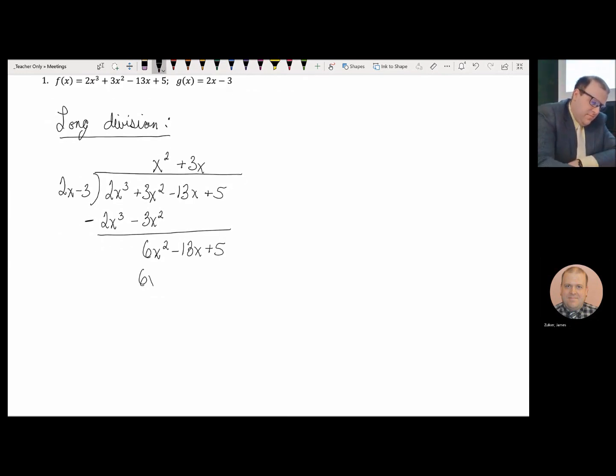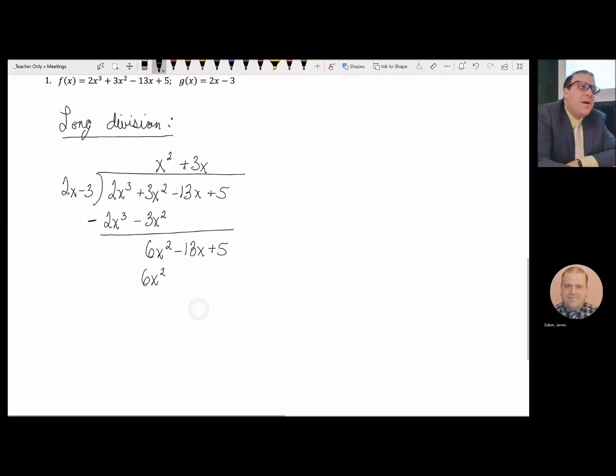Now, why was it plus 3x and not minus? Because it was 2x times positive 3x? Yeah, right, because the leading term is 6x squared. So that's why it's plus. If that was negative 6x squared, then that would have been a minus 3x. Right.